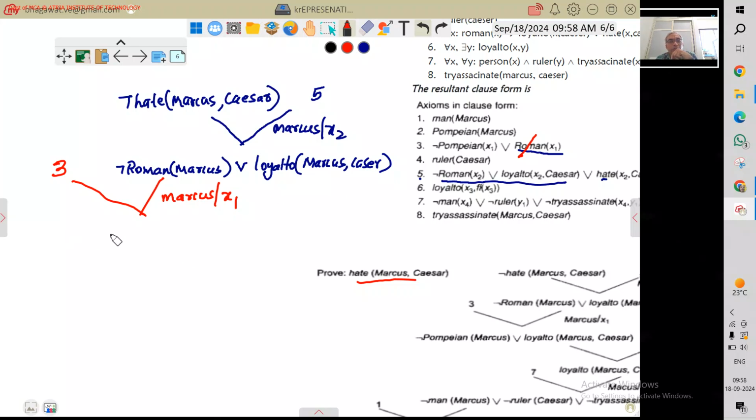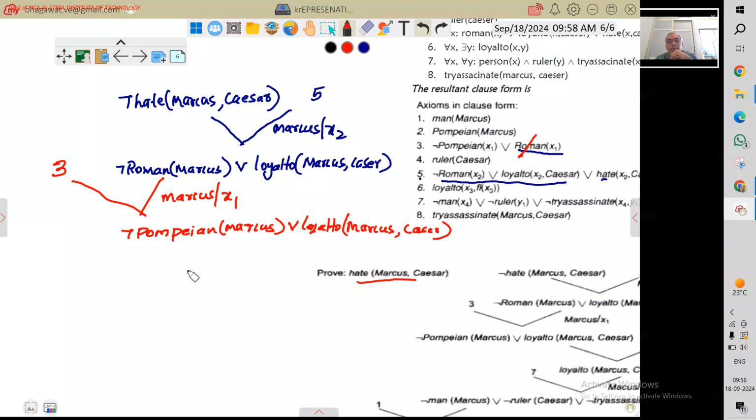Now write down that particular resolvent. What is that resolvent? We have negation Pompeian of x1. What is x1? Marcus. We have replaced x1 with Marcus, and the previous one is already left, so we get it back as it is: or loyal to Marcus, Caesar. Right? So now this is the resolvent clause.